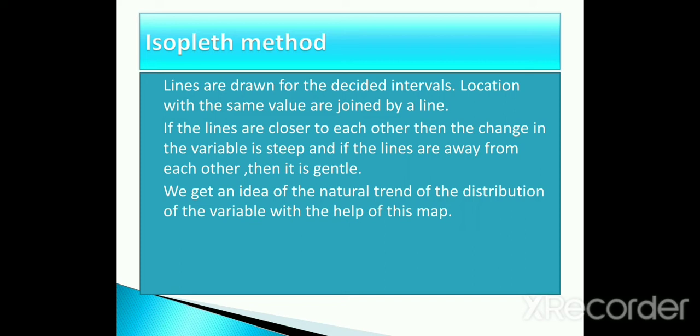And this is a very important point. If the lines are close to each other, then the change in the variable is steep, and if the lines are away from each other, then it is gentle. And through this method we get an idea of the natural trend of the distribution of the variable on the map.